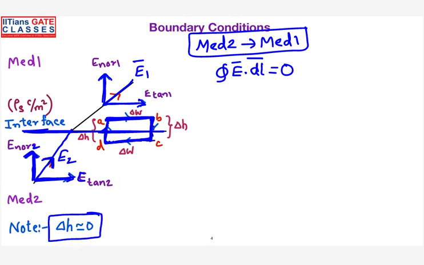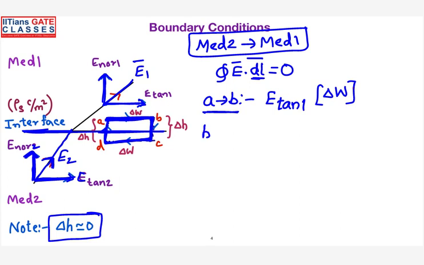Okay. Now, when you do the integration from A to B, what is the integral? When you are moving from A to B, you are in medium 1, so E tan 1 comes into the picture. E tan 1 is the electric field vector, into what is the length you have covered? From A to B, you have covered a length of delta W. So this is the integral when you are moving from A to B.